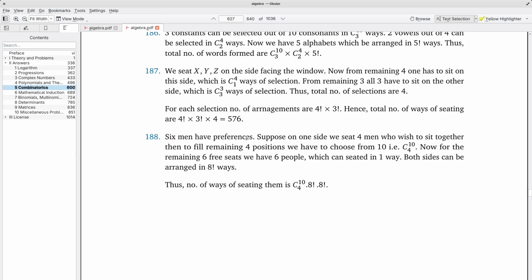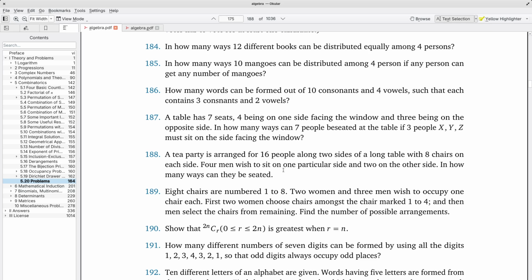So 6 men have preferences. Suppose on one side we seat 4 men who wish to sit together. Then to fill the remaining 4 positions, we have to choose from 10, that is 10C4. Now for the remaining 6 seats, we have 6 people who can be seated in one way. Both sides can be arranged in 8 factorial ways. So the number of ways of seating them is 10C4 multiplied by 8 factorial multiplied by 8 factorial.